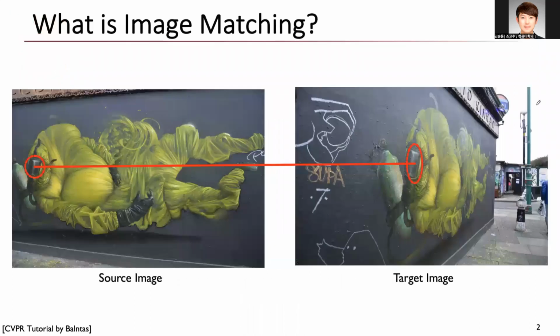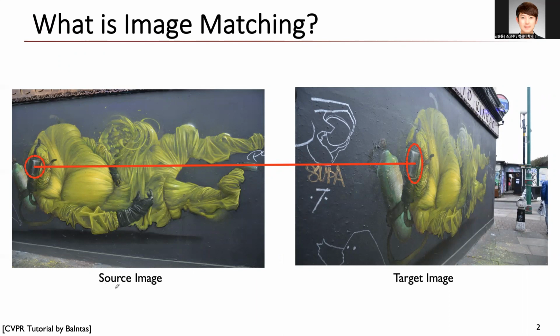So this week and next week we will talk about visual correspondence or image matching. So first of all, what is image matching? Image matching is about the relationship between the source and target image or the multiple images.